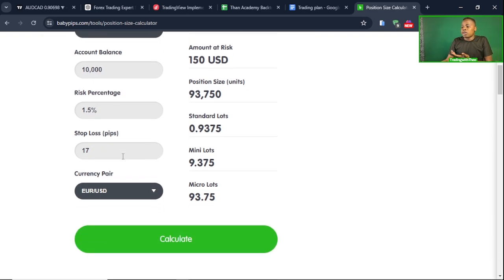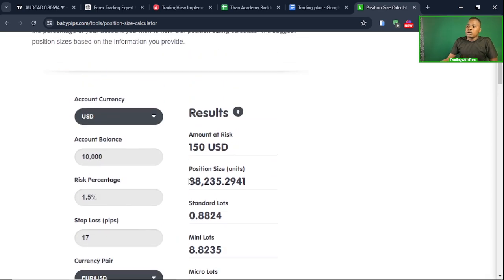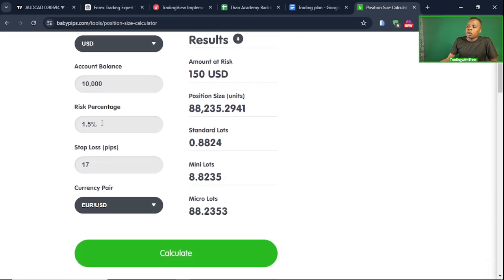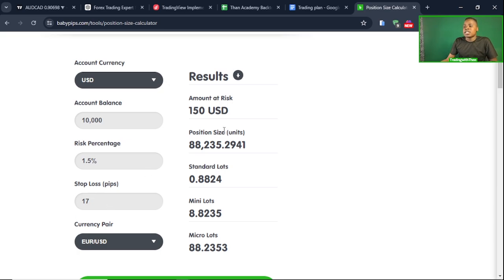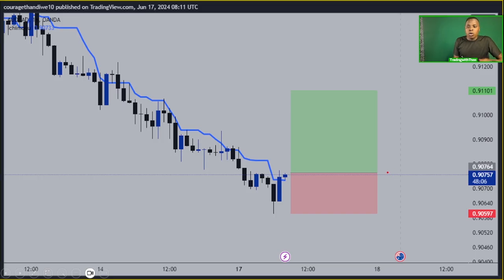Now that we have this information, we click calculate, and you're going to see that if you want to risk 1.5% of $10,000 with 17 pips, which is going to be $150, which is exactly what you want, then you are going to use 0.8824. In this case, I'm just going to use 0.88 as my position size. So when you go back to our trade, we are going to be placing a 0.88 lot size trade, and we are going to put our stop loss here. If the market pushes to the downside and hits our stop loss, we are going to be losing $150.